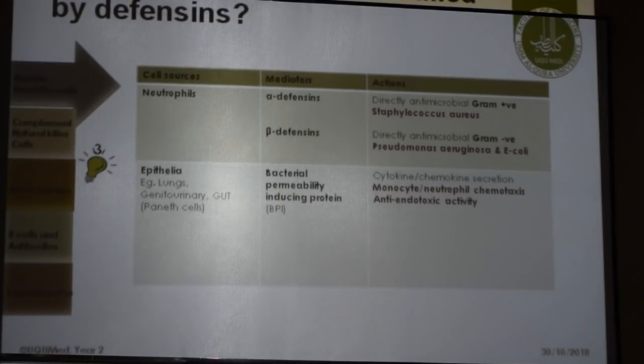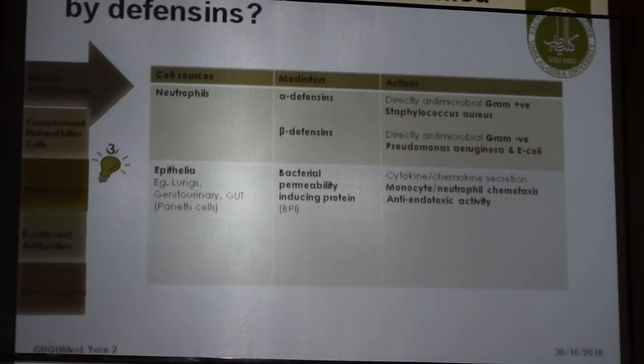The epithelia are both capable of producing certain chemicals named defensins, and now you will see how effective they are. The alpha defensins are very efficient in killing gram-positive bacteria, and the example is Staphylococcus aureus that causes skin infections and upper respiratory tract infections. Beta defensins kill gram-negative bacteria, Pseudomonas and E. coli. Both of them cause urinary tract infection. So they will be produced by the neutrophils when they reach the urogenital tract, or by the epithelial barriers of the urogenital tract.